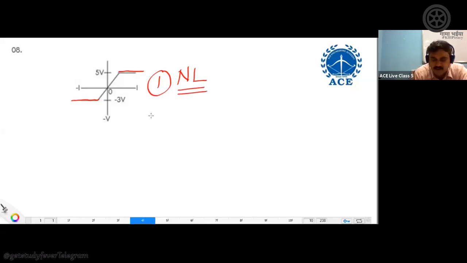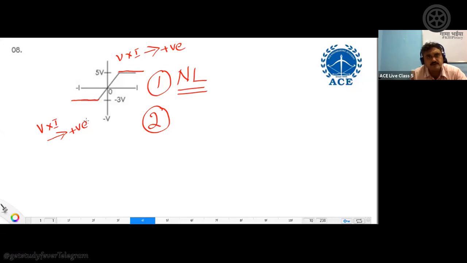Okay. Second one, is it active or is it passive? You can see product of voltage and current in first coordinate is always positive, and product of voltage and current in the third coordinate is also positive, because you are multiplying negative current with negative voltage, so the result will be always positive. So definitely you can confirm that this network element is passive.